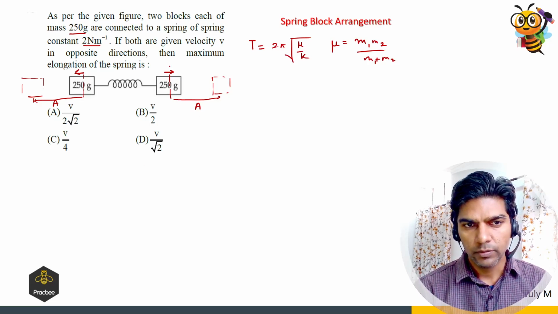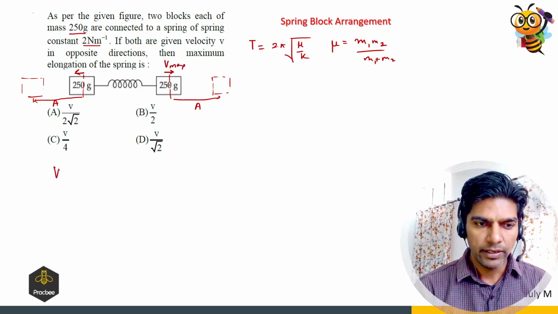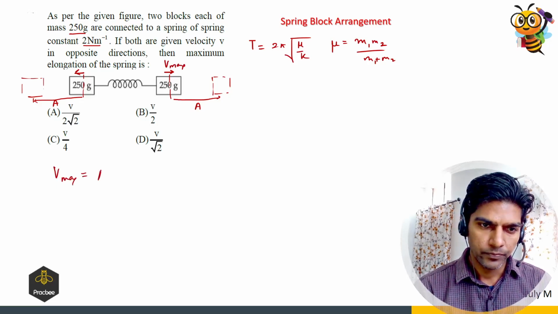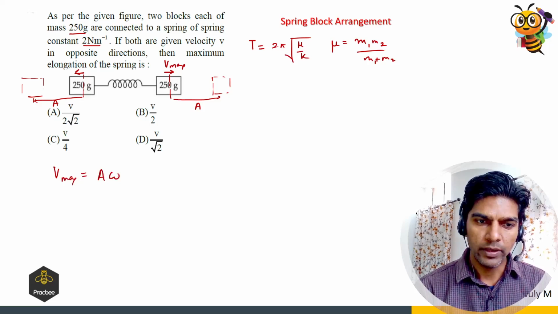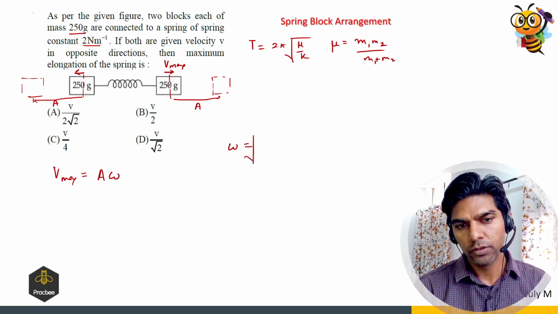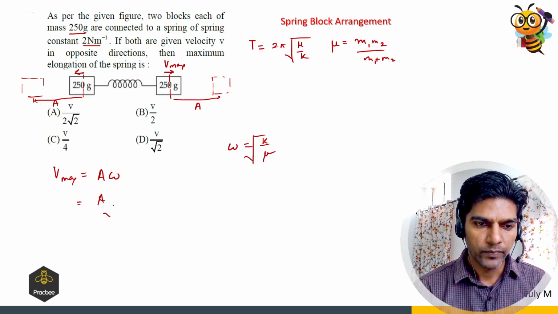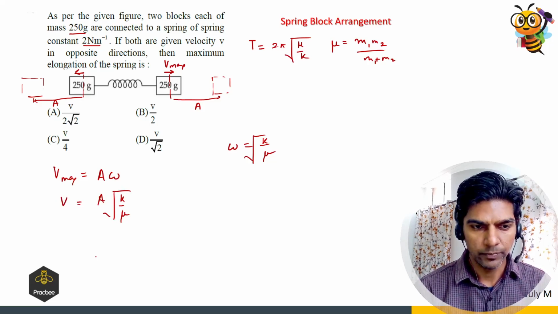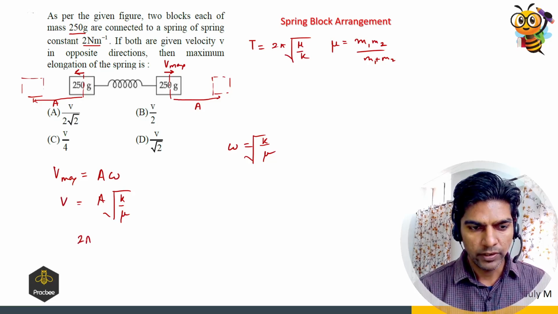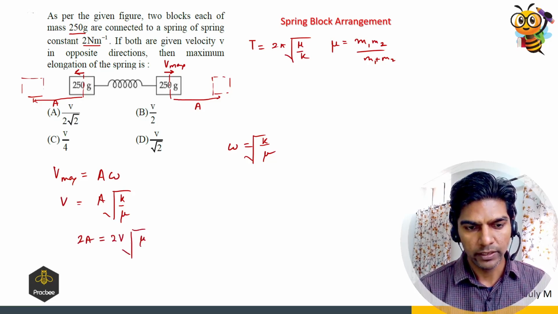So this is the mean position, so this is nothing but V max. So V max is A omega, and omega in this case will be root of K by mu. So we can write this as A root of K by mu. That will be nothing but V. And twice of A is twice of V times root of mu by K.